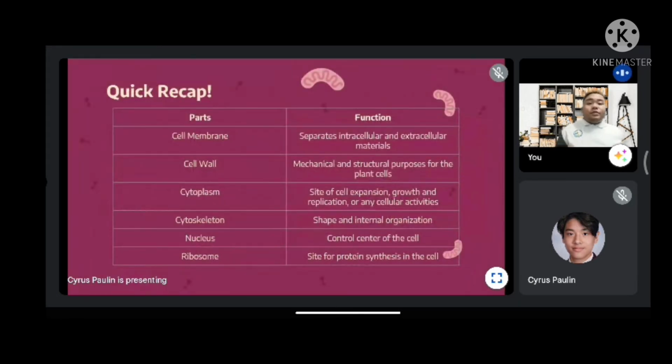So before we proceed, let's have a quick recap. The cell membrane separates intracellular and extracellular materials. The cell wall serves mechanical and structural purposes in plants. The cytoplasm is the site for cell expansion, growth, replication, and other cellular activities. The cytoskeleton gives shape and internal organization. The nucleus is the control center of the cell, and the ribosome is the site for protein synthesis in the cell.